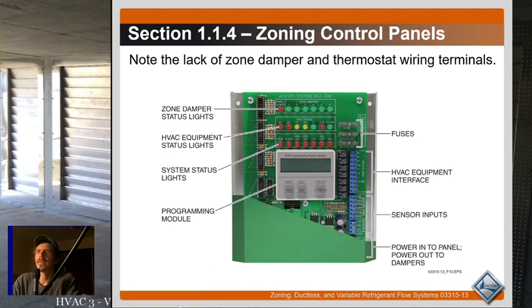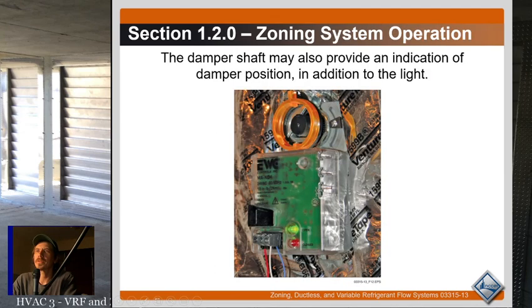Note the lack of zone damper and thermostat wiring terminals. What are they talking about? I guess this is a fancier one, that the zone dampers connect probably by a communications system or something. I've never seen that, like I said, outside of maybe the Infinities. It's been a while since I set up one of their panels, so I can't remember all the panel connections. But this one has a display module to program everything instead of having all your individual outputs.